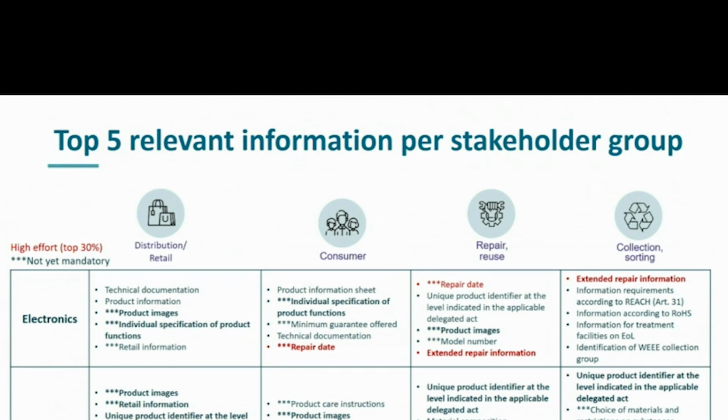Also, product images are quite large, I guess, and can blow up the DPP. But yeah, this is the next step to evaluate if they should be present there. Retail information and unique product identifier is already mandatory. So here really just to give you a flavor of how the report looks like and which information you can draw from it.